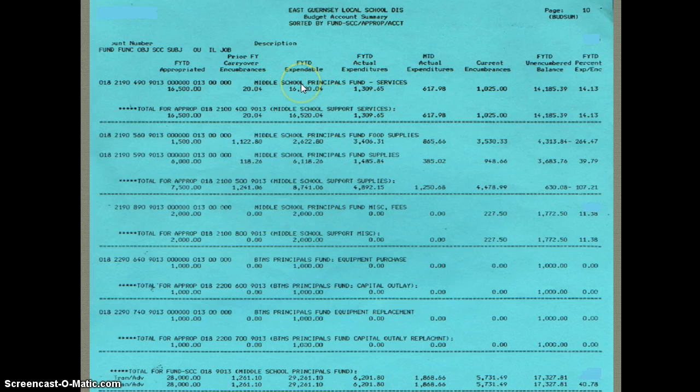Middle School Principal's Fund Services has $16,500 appropriated, with $20.04 carried over from the previous year. The actual fiscal year-to-date expenditures has been $1,309.65, leaving an unspent balance of $14,185.39. Now read the last line item.